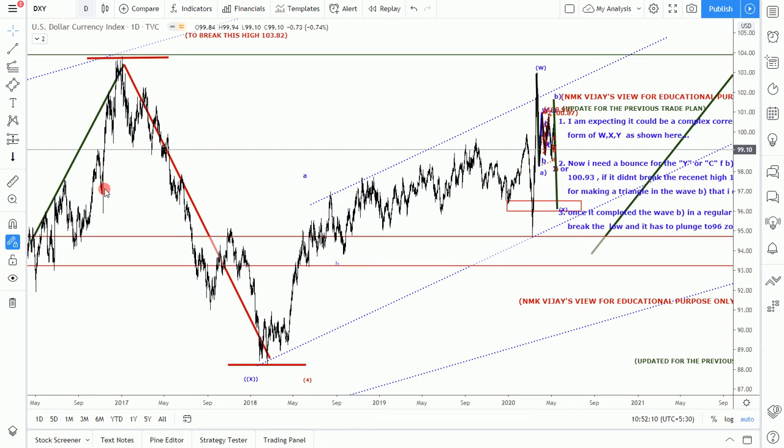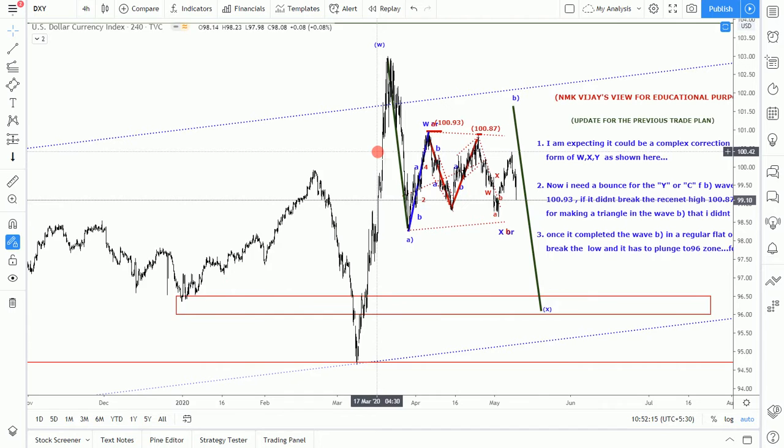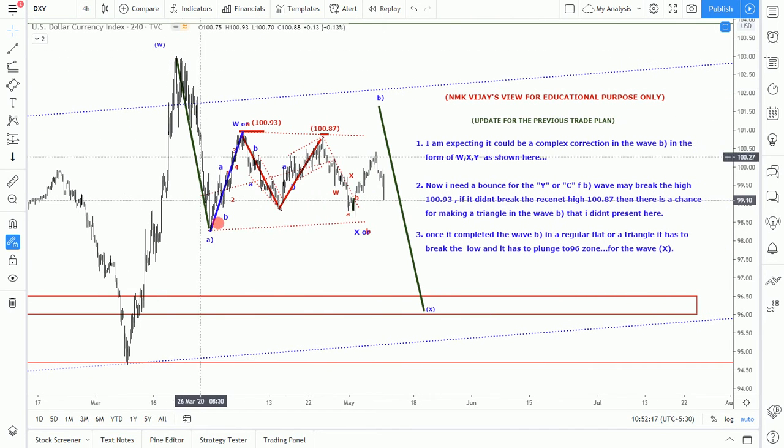We will move on to the 4 hours. The 4 hours is the W. It has already finished the A wave, so we are in that intermediate B wave. Once the B wave is completed, I am expecting a fall for the C wave. Or if it doesn't break this low, there could be a chance of making a triangle in the B wave or in the X wave. So anything is valid. Let's move on to the 1 hour chart.